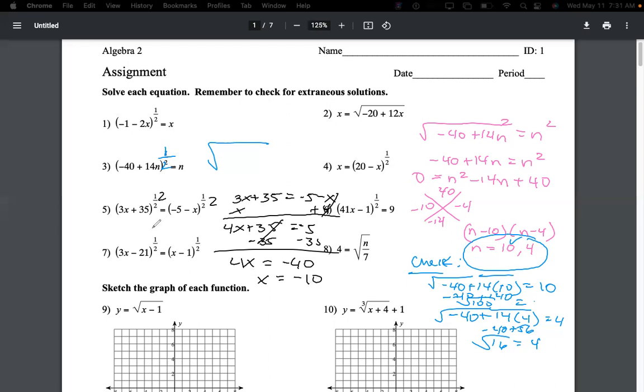Remember, we've got to plug it back in and make sure that it works. Well, when we plug it back in, we get 5 raised to the 1/2 power on that side. And over here, we get negative 5 minus negative 10. So that's going to give us 5 raised to the 1/2 power. So both sides equal each other. So x equals negative 10 is correct. Once you finish copying that down, go ahead and try number 7.